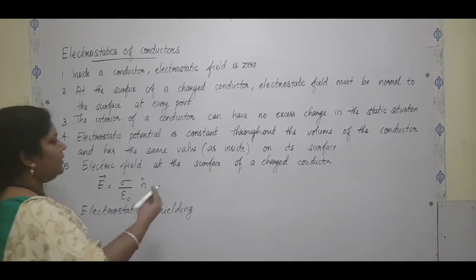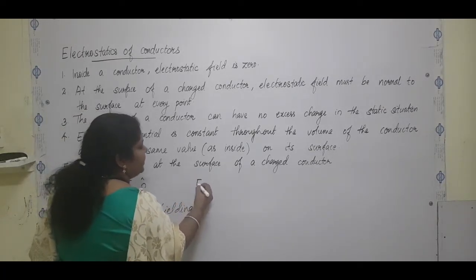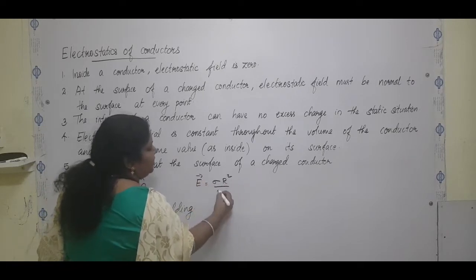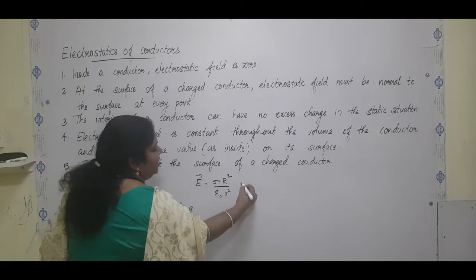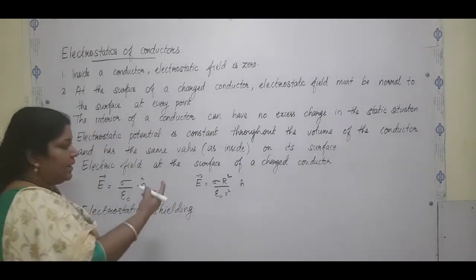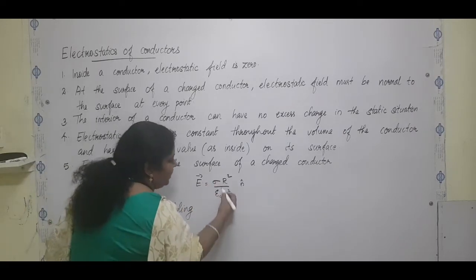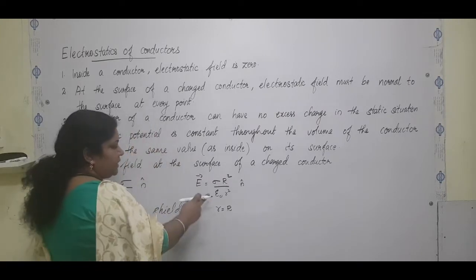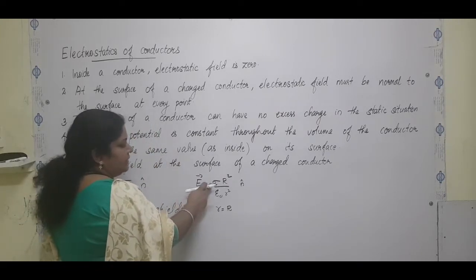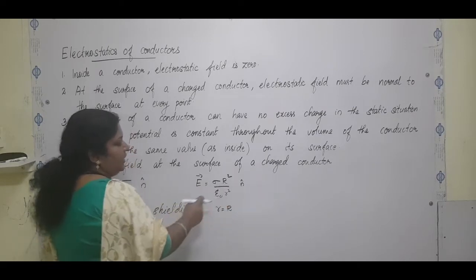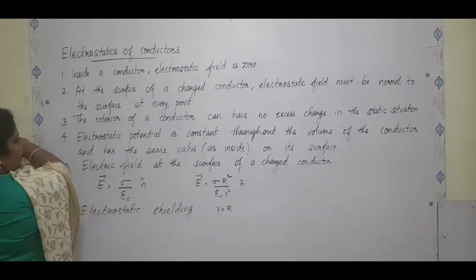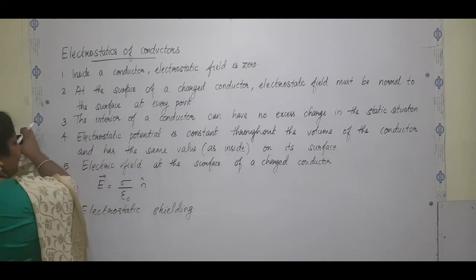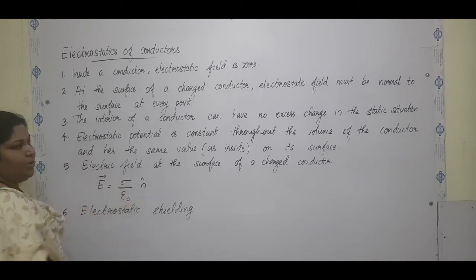When you have done it, the electric field of the spherical shell is given by E is equal to sigma r square by epsilon 0 r square into n. This was the equation. In here we have given the expression. Here we have substituted r is equal to R. So when we substituted that, we got the electric field as sigma by epsilon 0 into n. So that is the value which we have written here. At the surface, the electric field is given by sigma by epsilon 0 into n.